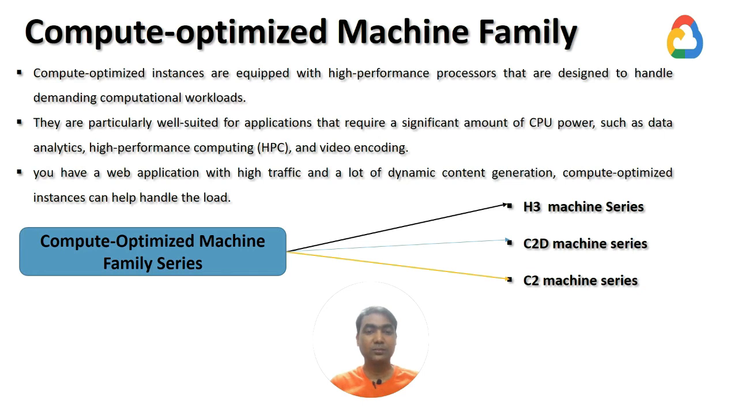Guys, compute optimized instances are equipped with high performance processors that are designed to handle demanding computational workloads. They are particularly well suited for applications that require a significant amount of CPU power, such as data analytics, high performance computing (HPC) and video encoding. You have web applications with high traffic and a lot of dynamic content generation. Compute optimized instances are best suited for this scenario.